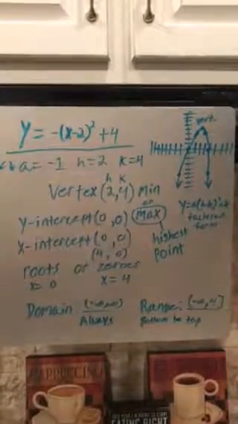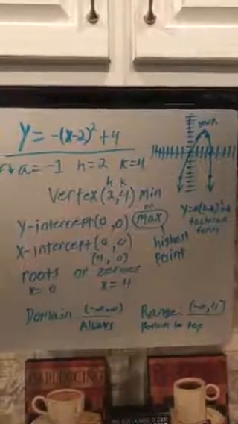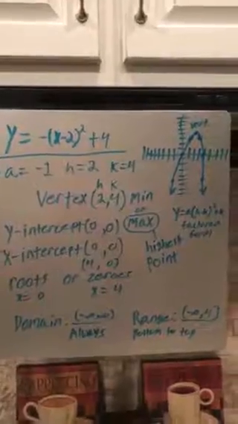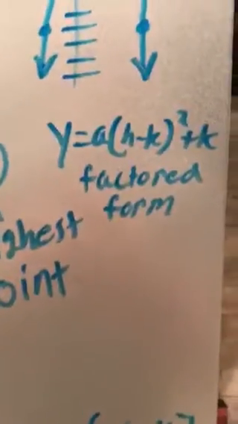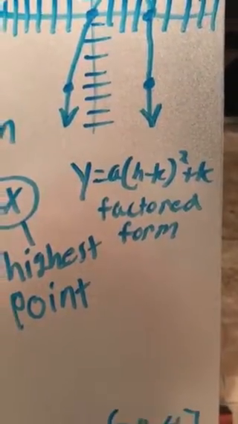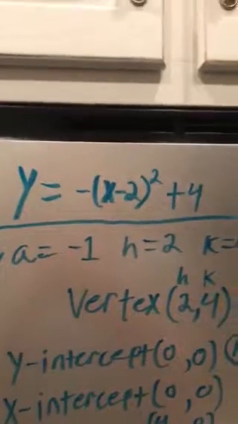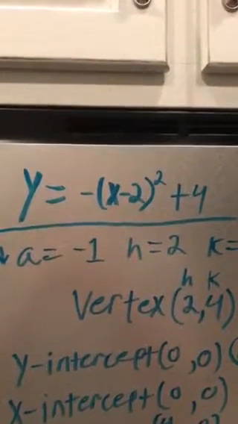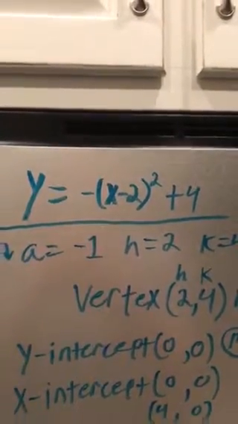When talking about graphing quadratic functions in factored form, the parent function is y equals a times (x minus h) squared plus k. That's factored form. So for this problem, the problem is y equals negative (x minus 2) squared plus 4.